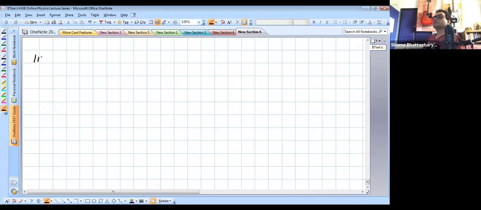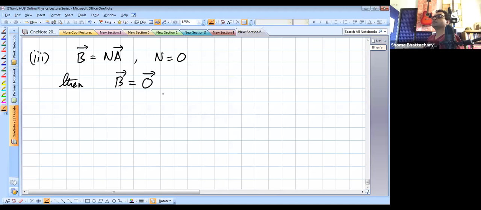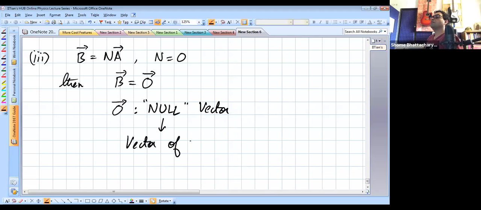Okay. So the third case is if we say B is equal to n times A, but it's a unique case of n being 0. Then what happens is B becomes something called a null vector. It's the same thing as 0 only, but now it's in vector notation. So this thing is a new definition for us. It is called a null vector. It means it is a vector of magnitude nothing. So magnitude 0.